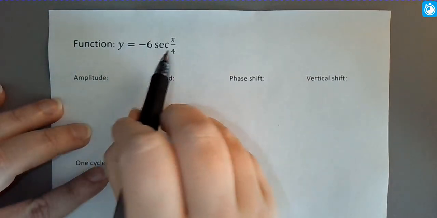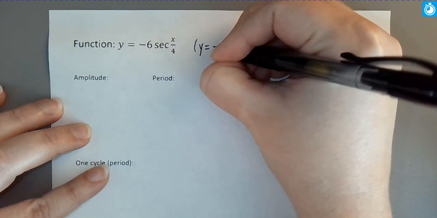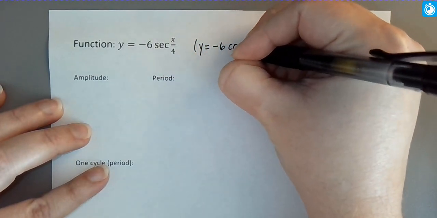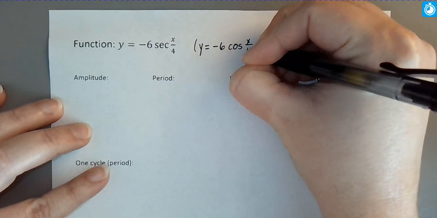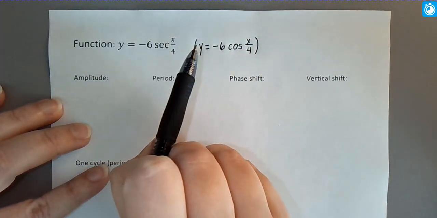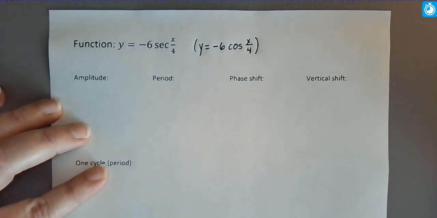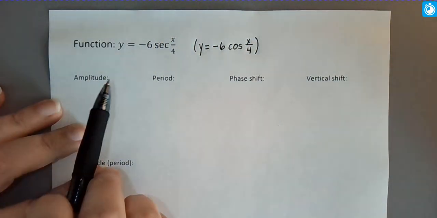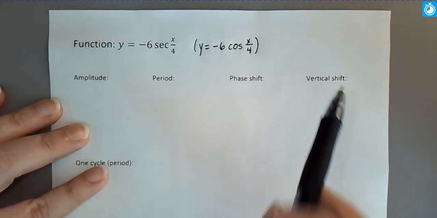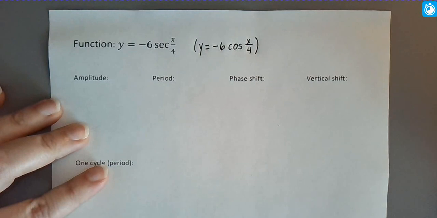In addition to graphing this function, we're also going to focus on graphing the associated cosine function. Essentially, imagine the function that has all of the same features except it's a cosine instead of a secant. We'll think of this function's graph as the guideline for generating the graph that we actually want. So let's go through the graph features first.